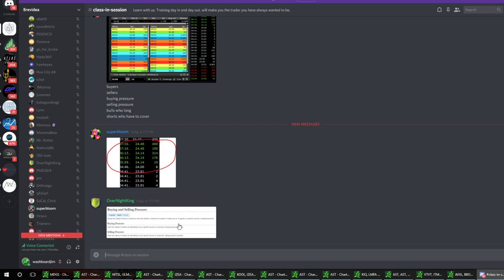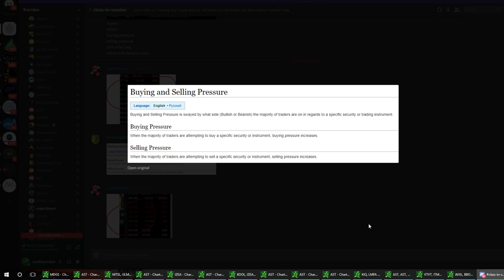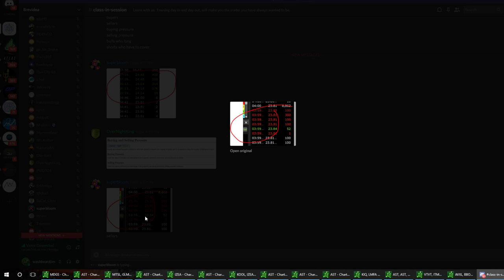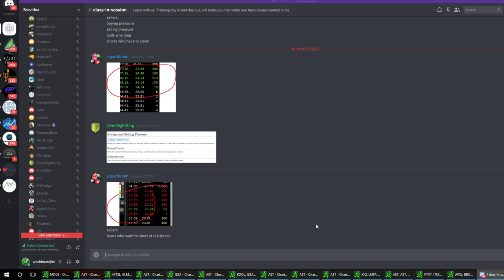What's happening here? Selling pressure. They are dumping. Who can create the selling? Right, the sellers. Yes, but the sellers are created by what? Bag holders who want to dump, right? And bears who want to short at resistance, right? They are creating this. This is all important. You basically have to understand who is on the tape.